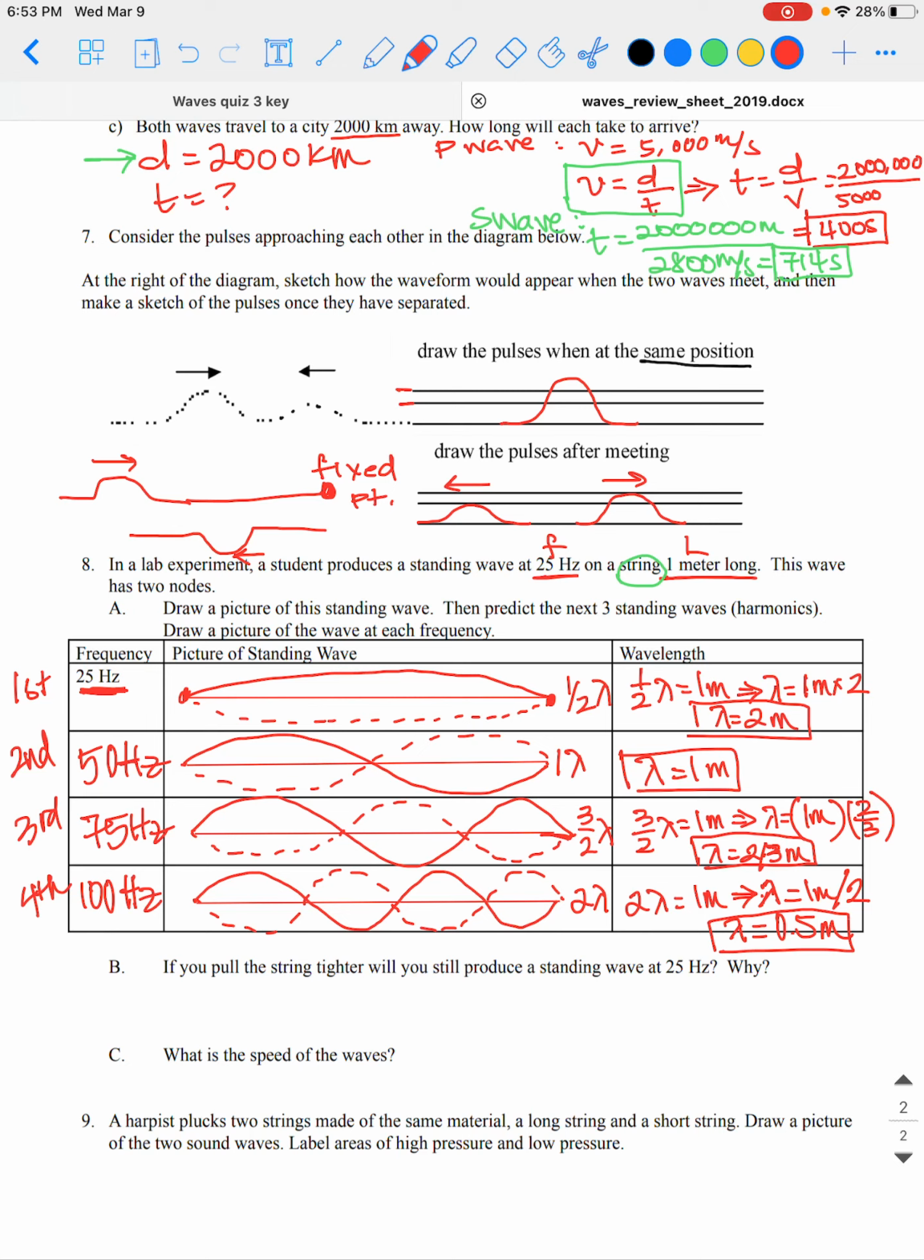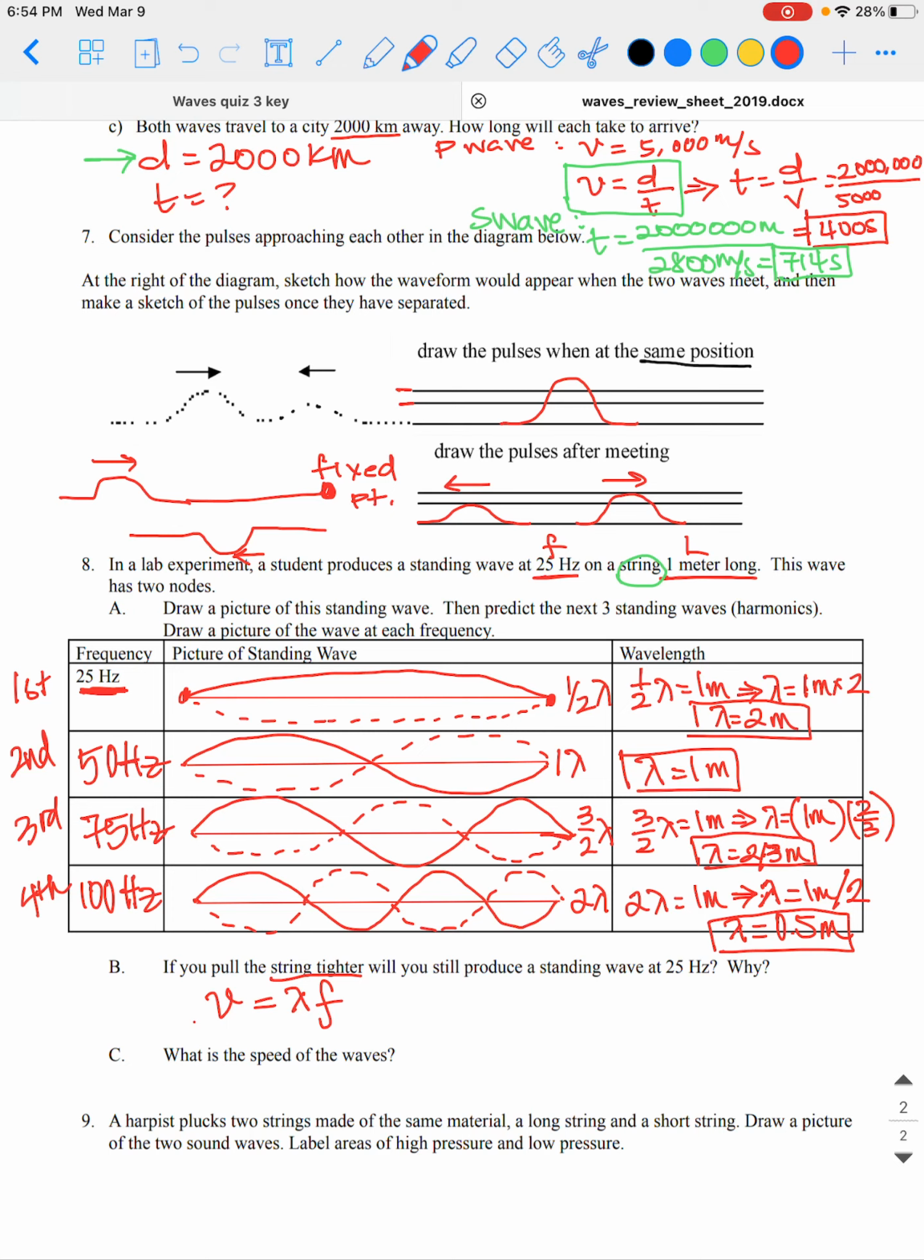Okay, moving on to the next one. If you pull the string tighter, will you still produce a standing wave at 25 hertz? Why? Well, if you pull the string tighter, you're going to change the velocity. That's one of the key characteristics that changes the wave speed. So if the velocity changes, then wavelength or frequency have to change. And we know that anytime you change the tightness of a guitar string, you change the pitch. Pitch is directly related to frequency.